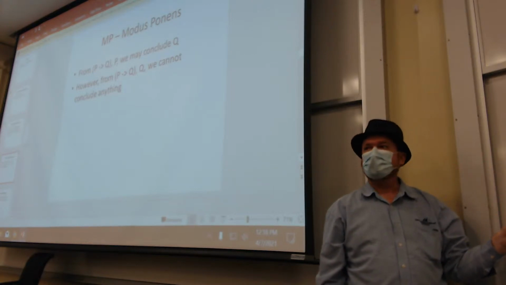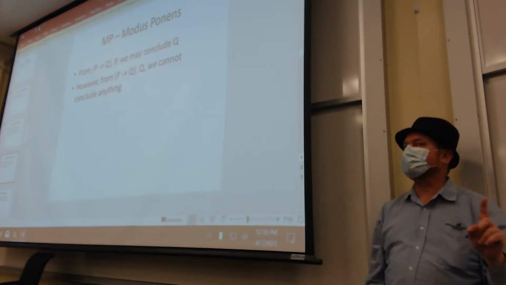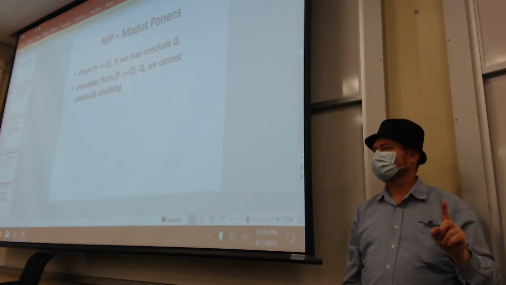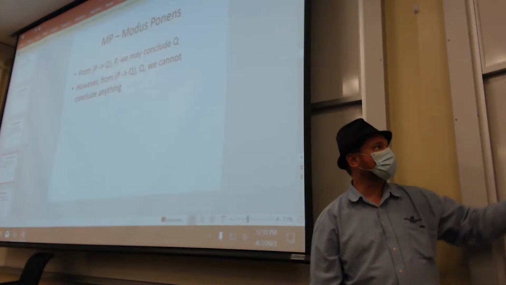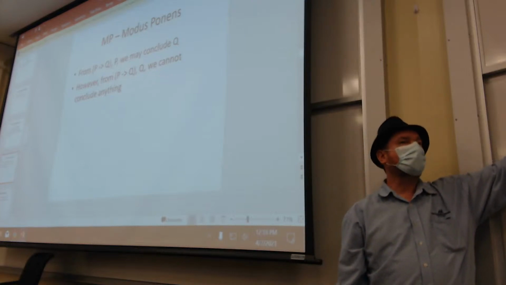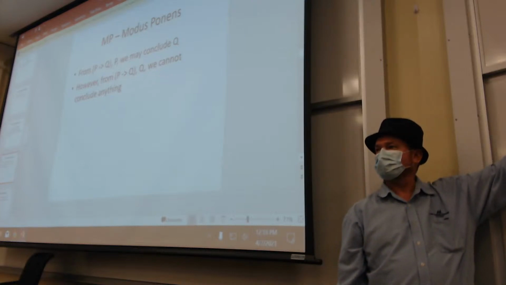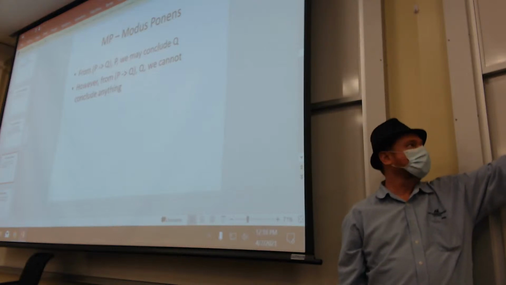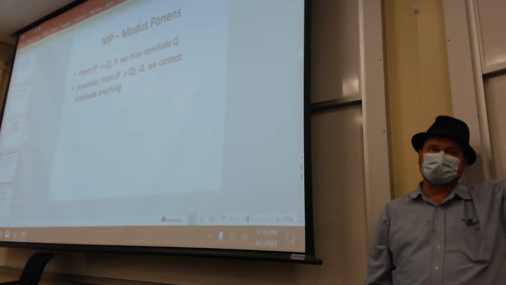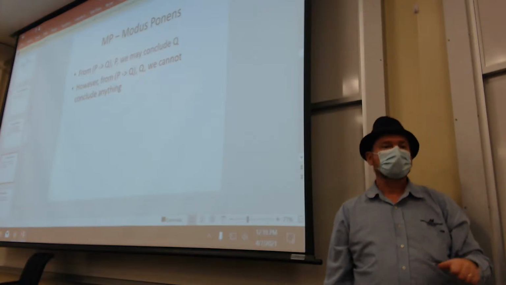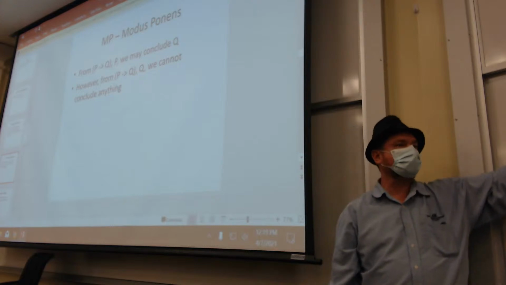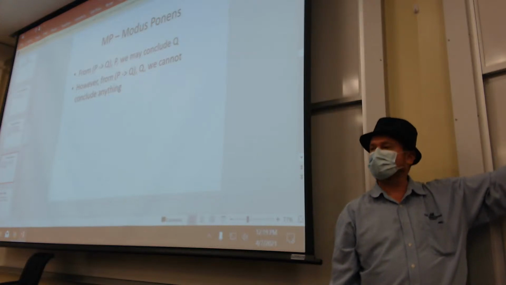Now note, this arrow, how many directions does this arrow go in? It only goes in one direction. And because it only goes in one direction, what happens if I have a B? Can I infer anything? No, you cannot. Why? Because the arrow only goes left to right. It doesn't give you anything right to left. So matching the left side gets you the right, matching the right side gets you nothing.